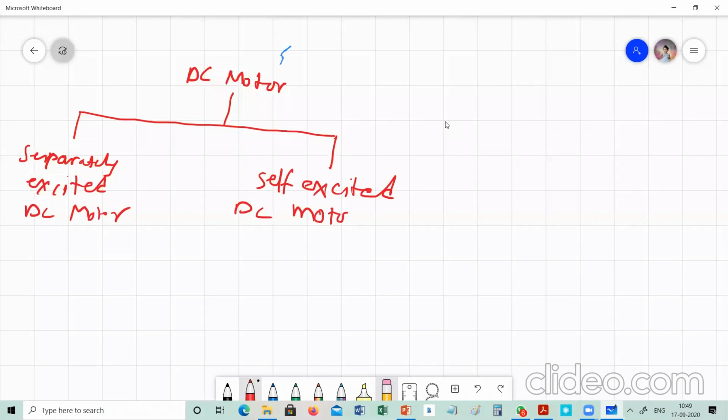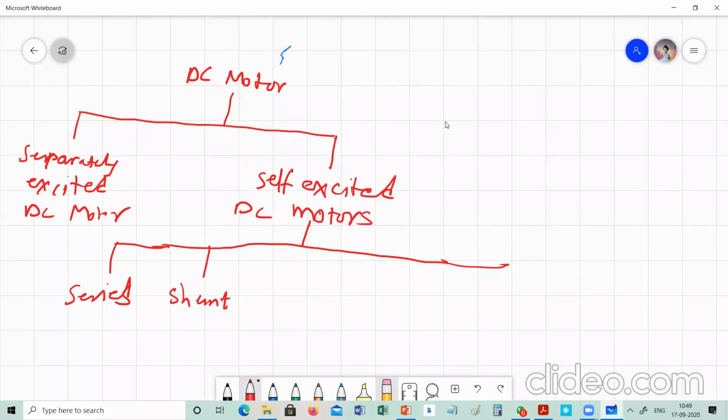If you read the book by Thareja, they have given these two types. And again, self-excited DC motors are divided into four types. First is the series DC motor. Second is the shunt DC motor. Third is the cumulative compound DC motor, and fourth is the differential compound motor.